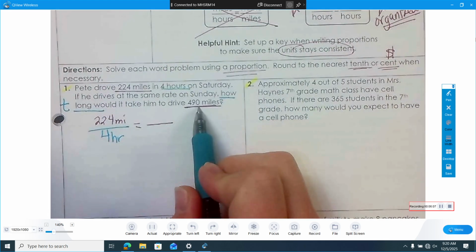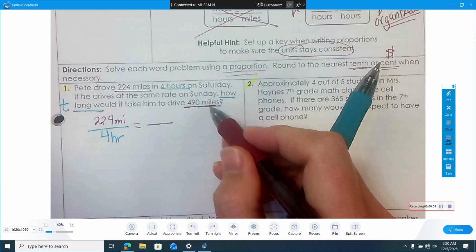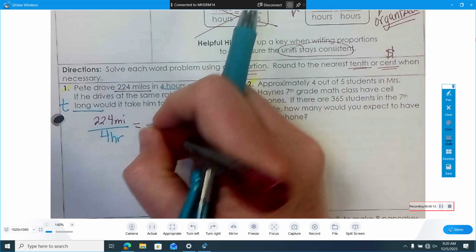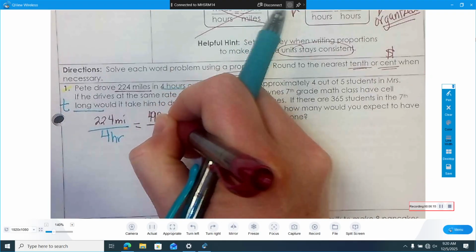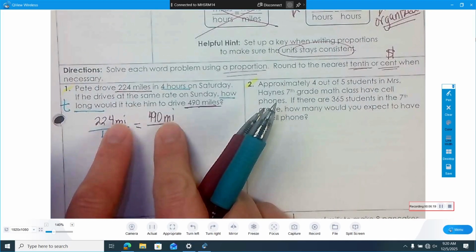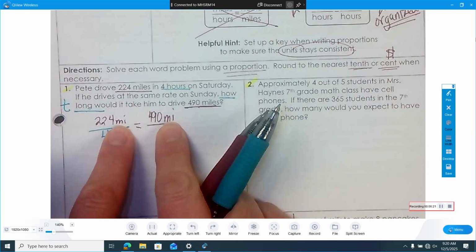We know the 490 miles. Where should I put the 490 miles in my fraction here? On the top. Why do we put the 490 miles on the top? So it's consistent. Yeah, we've got miles on the numerators, okay?